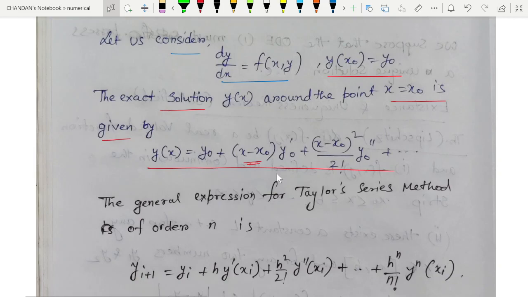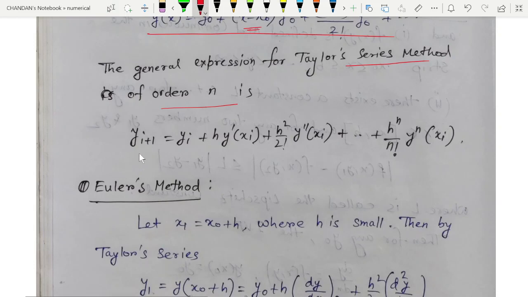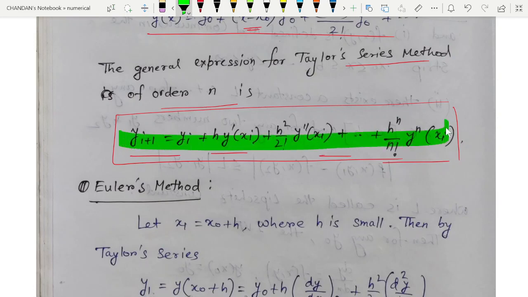Now, the general expression for the Taylor series method of order n is given by y(i+1) equal to y(i) plus h y dash at x(i), plus h square by 2 factorial y double dash x(i), plus and so on, plus h to the power n by n factorial y to the power n at x(i). So this is the method, the Taylor series method or Taylor series expansion, you can say.